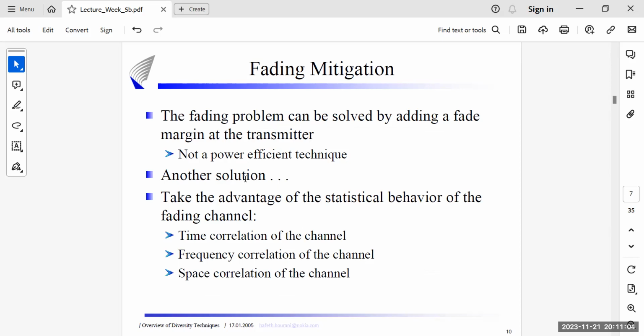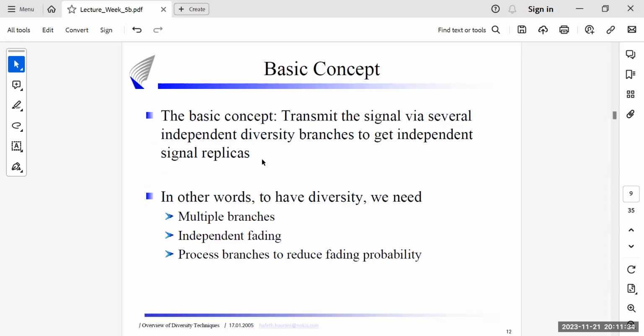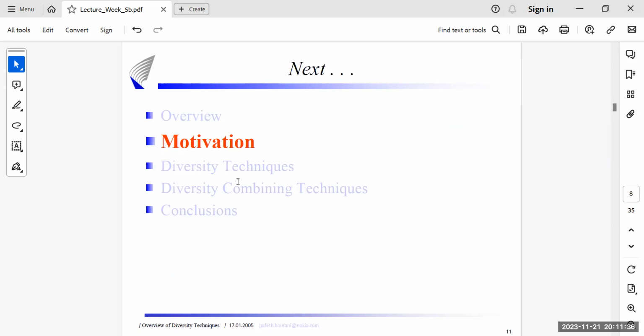So what can be another solution? Another solution is to take advantage of the statistical behavior of the channel. Since your system is stochastic, probabilistic in nature, you can take advantage of the statistical behavior. What does that mean? You take advantage of the time correlation of the channel, the frequency correlation of the channel, or the space correlation of the channel, right? We're going to see that.